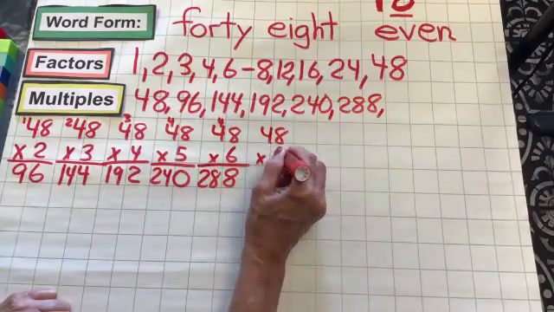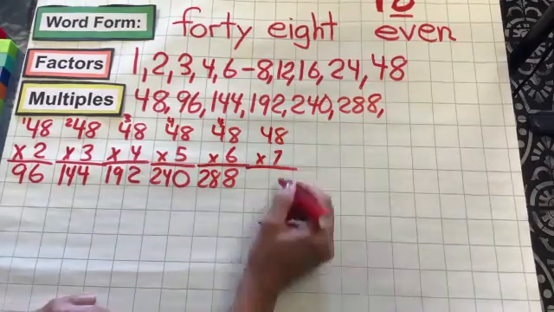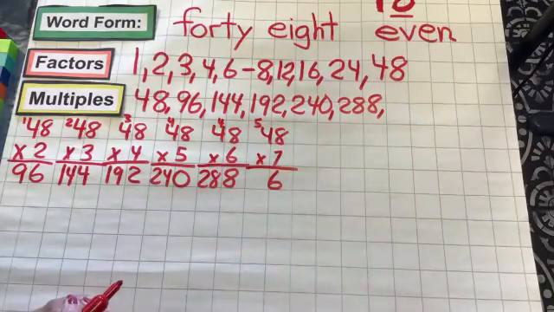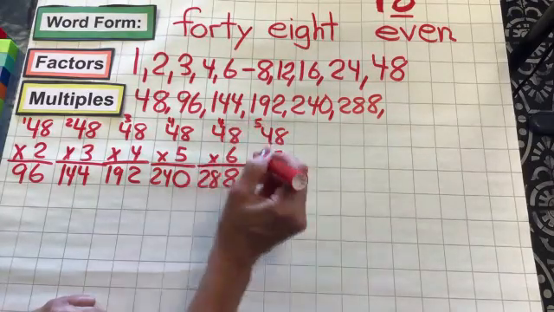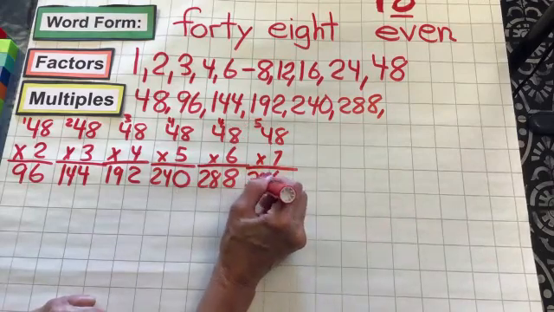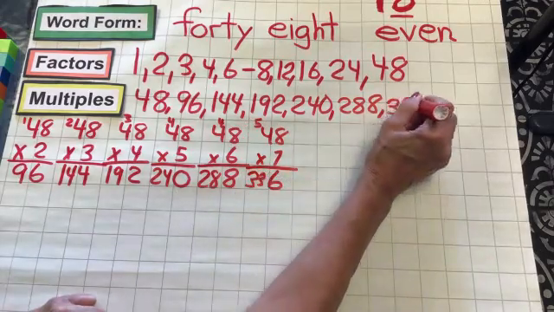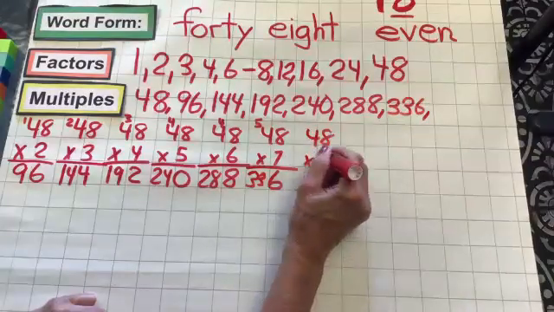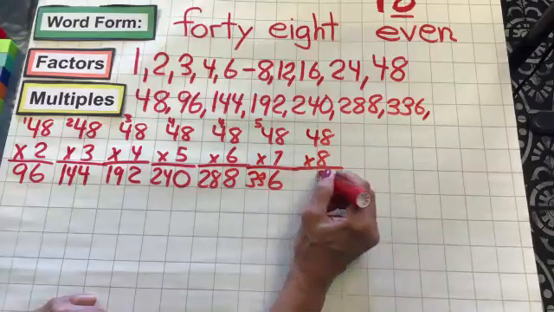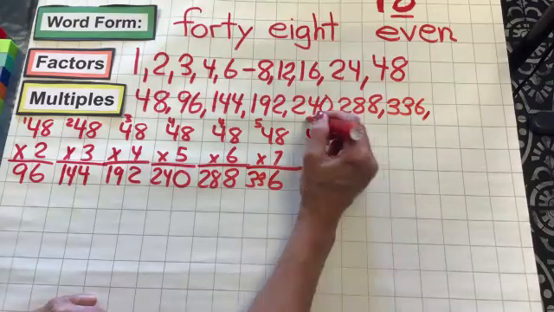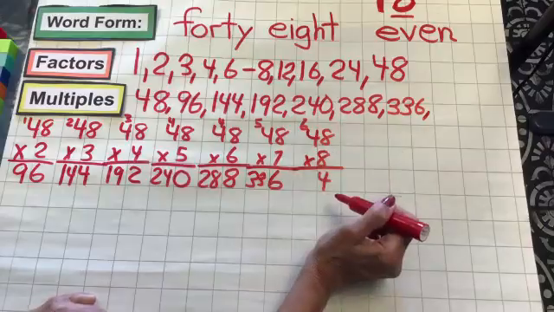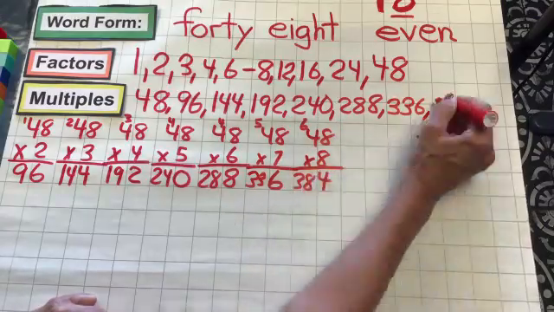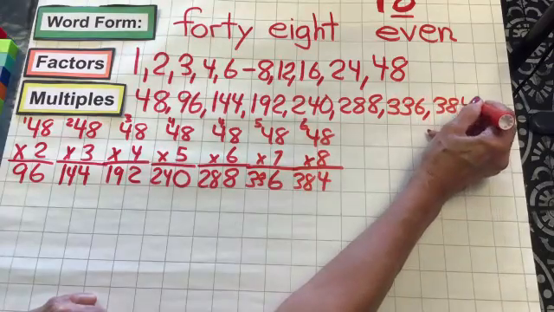48 times 7. 7 times 8 is 56. Drop the 6, carry the 5. 7 times 4 is 28, plus 5 is 33. 336. 48 times 8. 8 48s. 8 times 8 is 64. Drop the 4, carry the 6. 8 times 4 is 32, plus 6 is 38. 384.